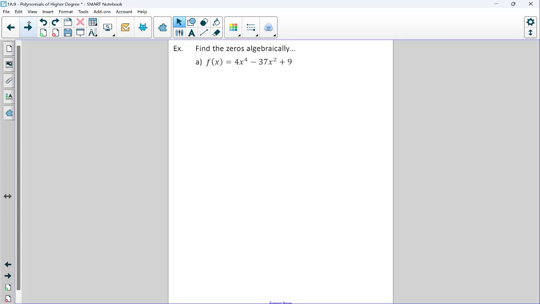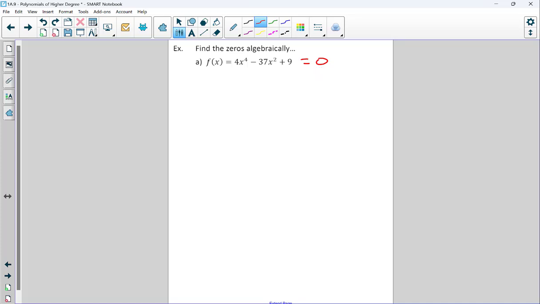So let's look at the first one. You should already know how to do this, so feel free to pause here, hit play when you're ready. So we're going to find the zeros. And remember, according to my flowchart, if I'm looking for zeros, set it equal to 0 and solve. So I'm going to set, this is y, so I'm setting the whole thing equal to 0. That's setting y equal to 0.